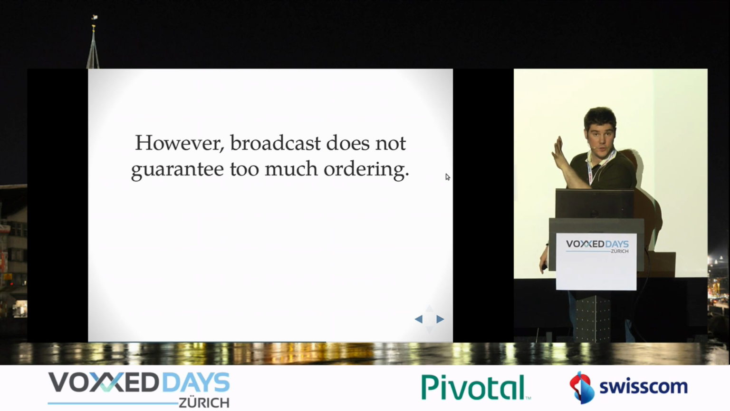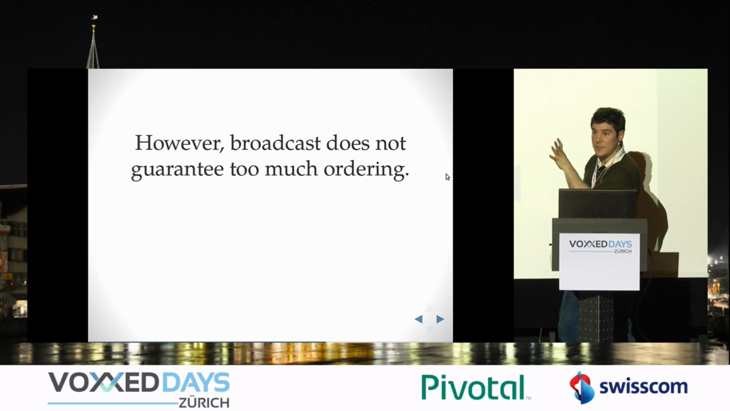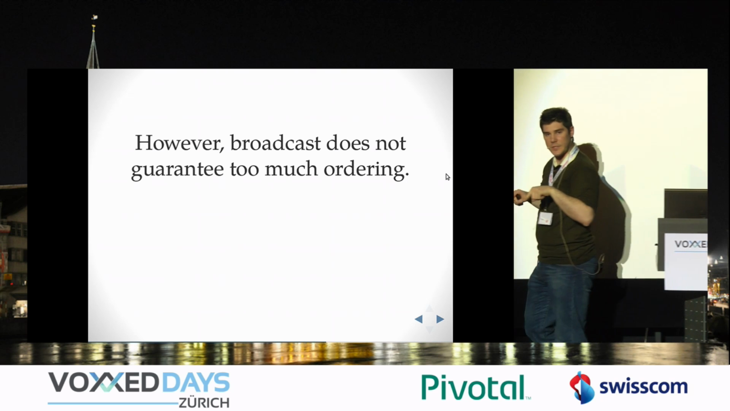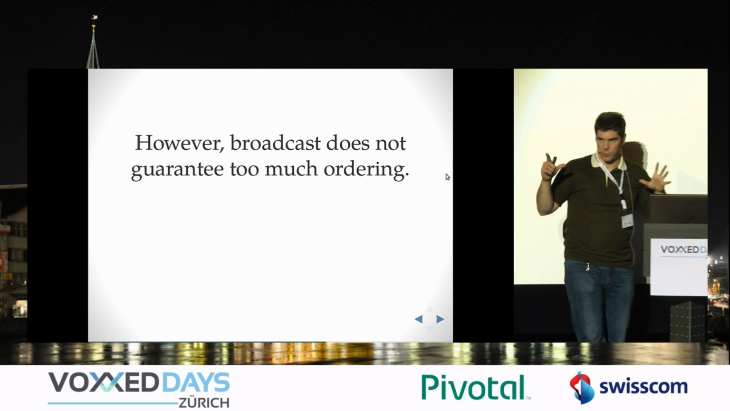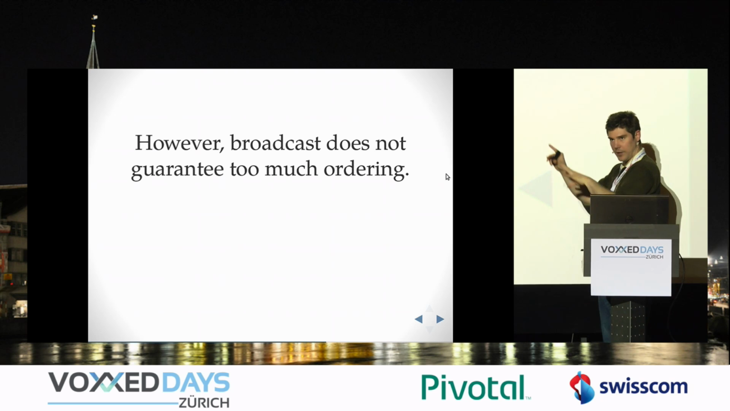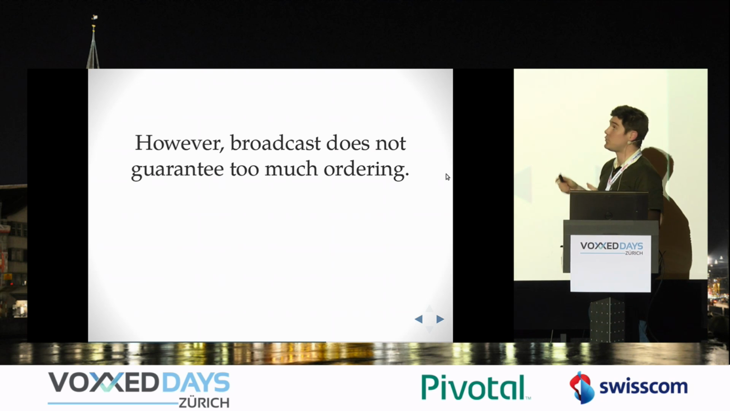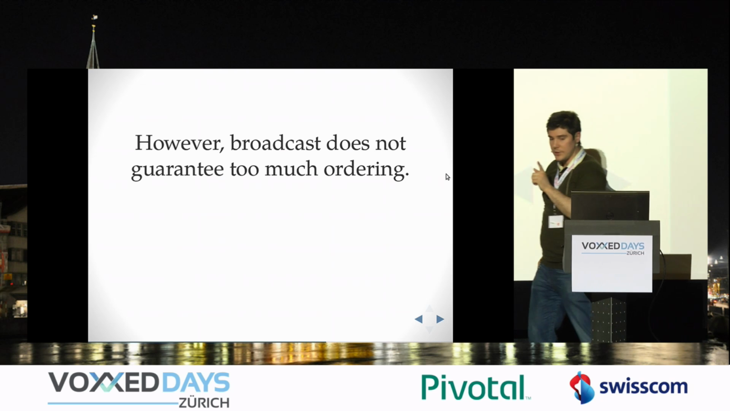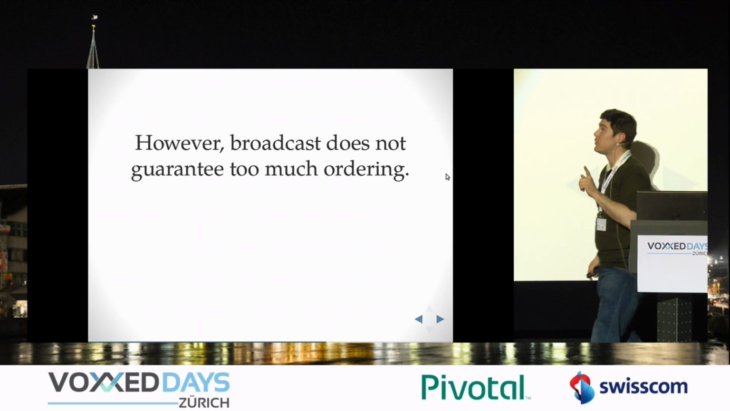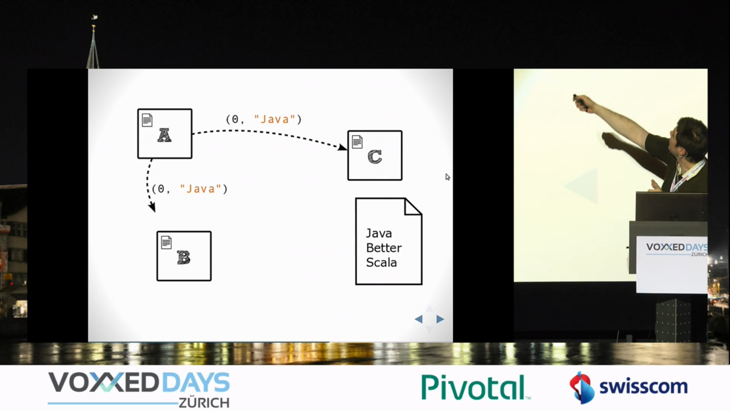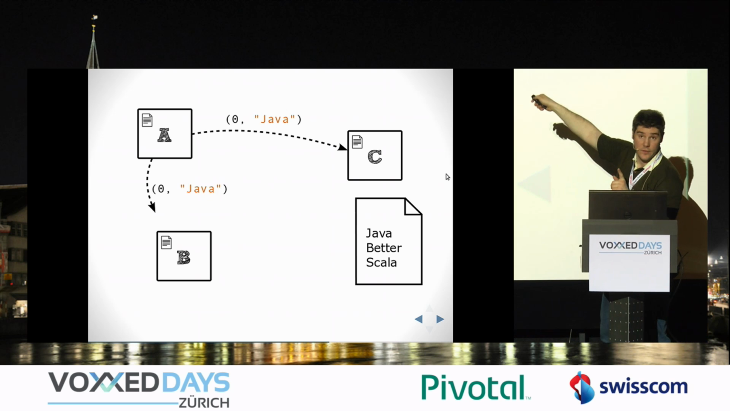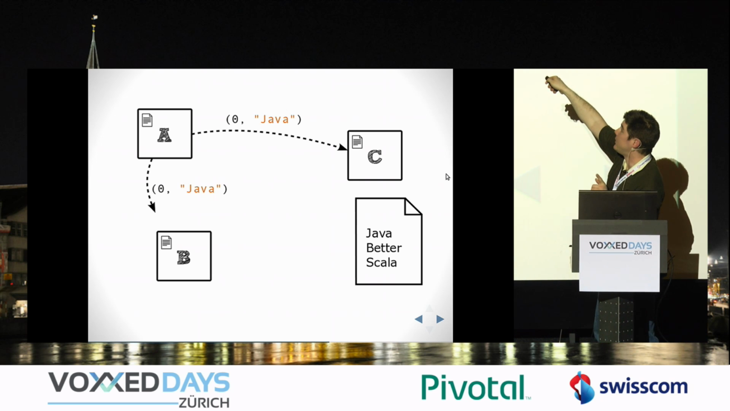Okay, so broadcast is really cool, but it turns out for our purposes, for the collaborative distributed editor with replicas of data at each site, it is not sufficient. Actually, we need something stronger. And it's not sufficient because it doesn't provide sufficient ordering. What do I mean by that? Well, let's say that now we have this document called Java Better Scala.